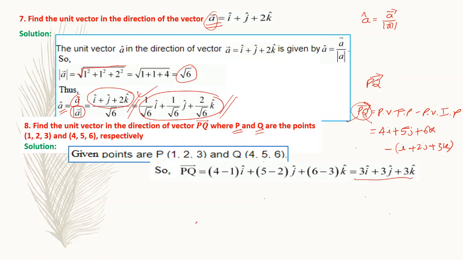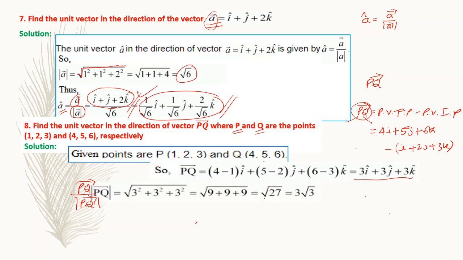Now we need to find the magnitude of the vector, to get its unit vector. I want the unit vector along this direction. To do this, the same formula applies: vector PQ divided by the magnitude of vector PQ. So first find the magnitude of vector PQ. I got 3 root 3. The magnitude of vector PQ is 3 root 3.